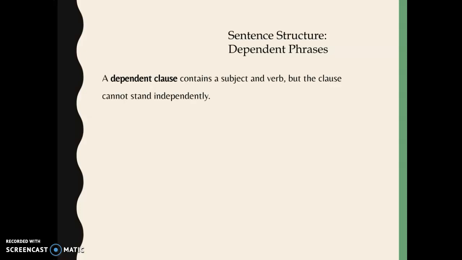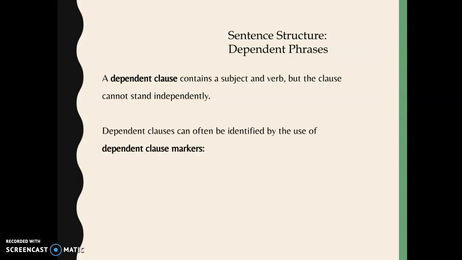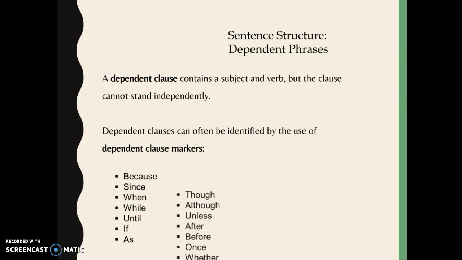Dependent clauses or phrases. A dependent clause contains a subject and a verb, but the clause cannot stand independently. Dependent clauses can often be identified by the use of dependent clause markers. Some of those markers are because, since, when, while, until, if, as, though, although, unless, after, before, once, whether.